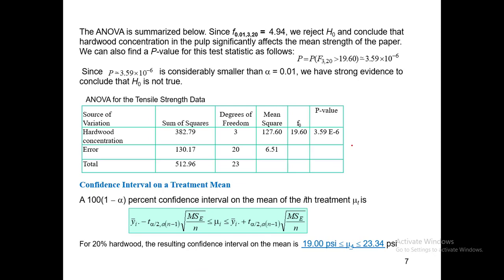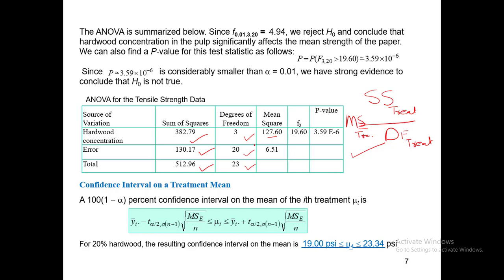Now the last and most important thing is the ANOVA table. To make the ANOVA table, first list all of the calculations that we have performed: the sum of square of the treatments, then error, then total. I told you how to calculate the degrees of freedom. Once you are done with that, we come to MS or mean square. To compute the mean square for the treatment, here meaning hardwood concentration, you divide the sum of square of the treatment by the degree of freedom of the treatment. It will give you the mean square, MS treatment.